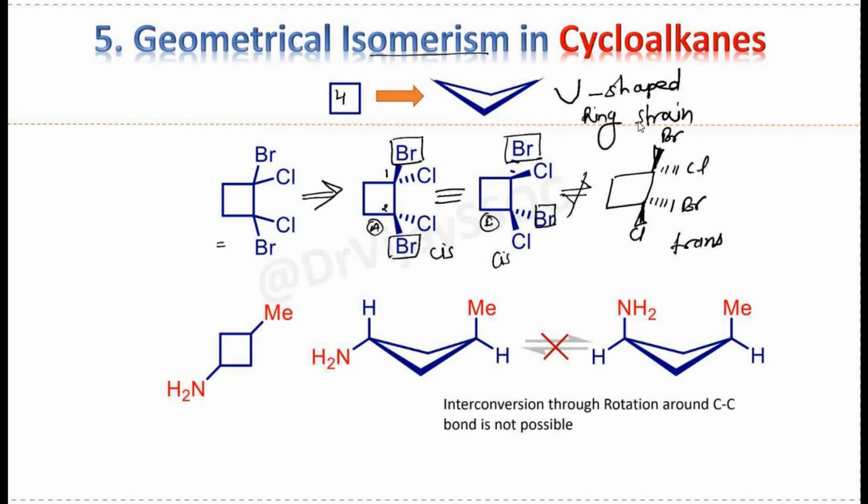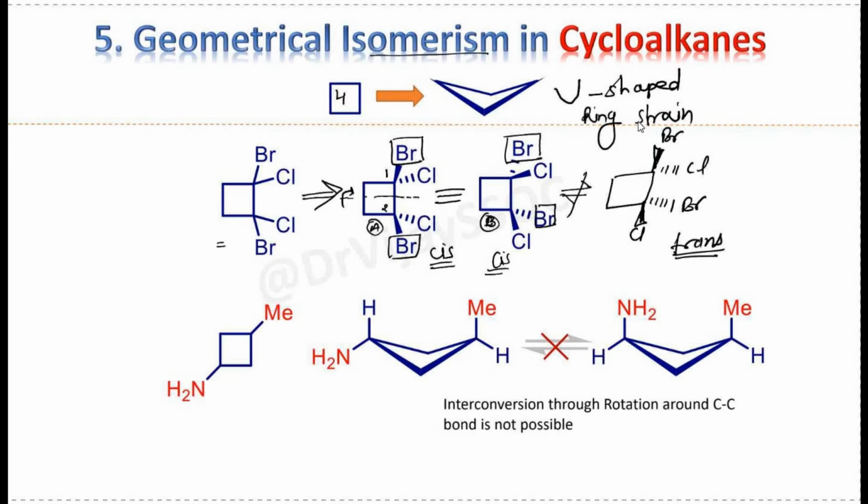We can say that these are same, because if you rotate around this axis, then this chloro will come above the plane and bromo will go down the plane. So this A and B are actually the same, identical. So trans will be this one. So it has 2 geometrical isomers.